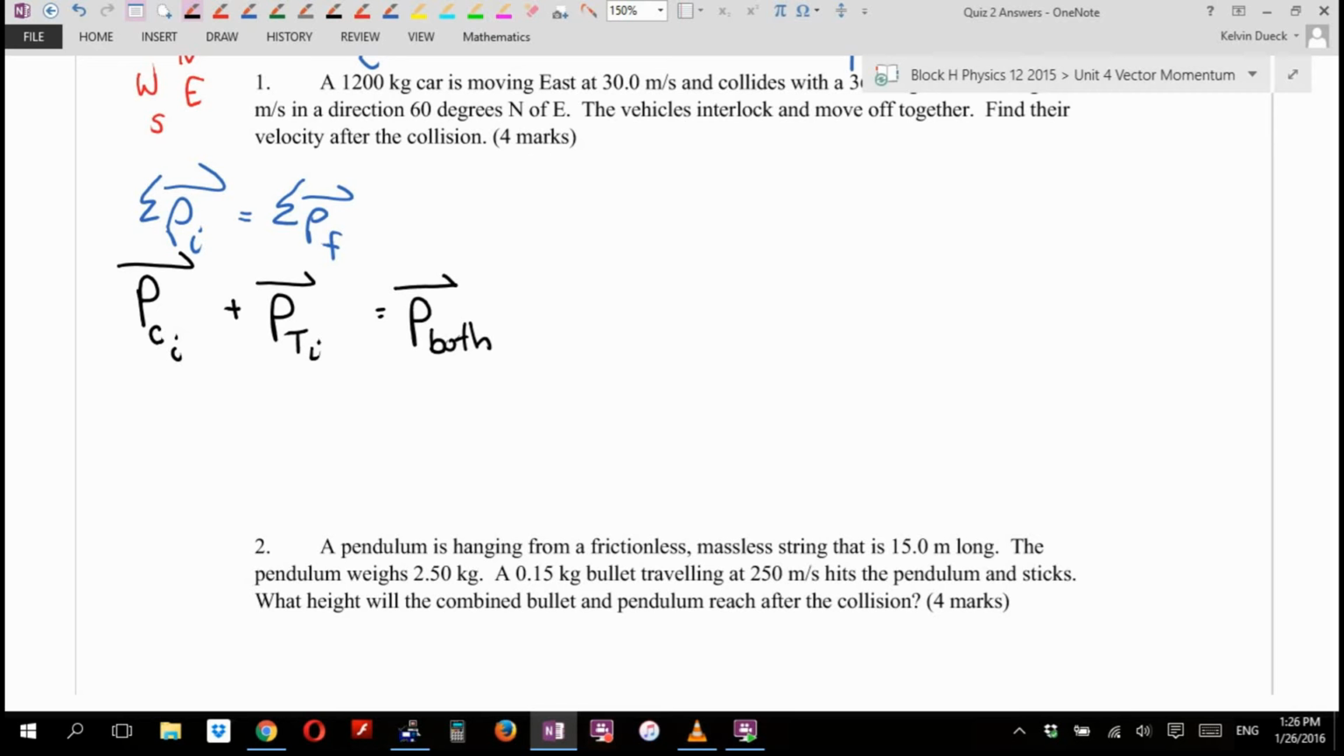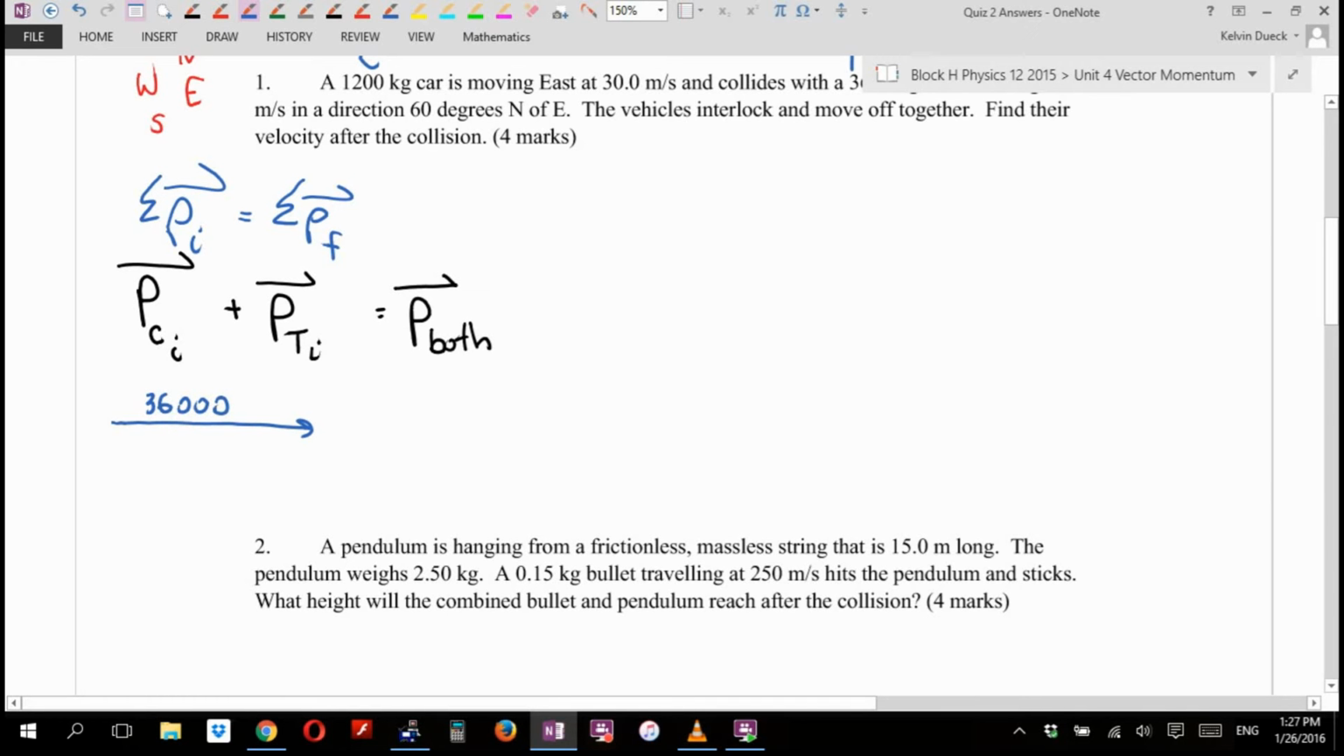Now, if there were not angles, I would go MCVC plus MTVT equals M of both V of both, and I could just divide and get whatever I wanted by itself. But because angles, I better draw. So it looks like the car, east. How big? 1,200 times 30. I think 36,000. Is that right?